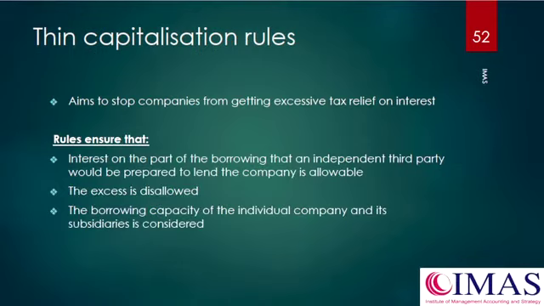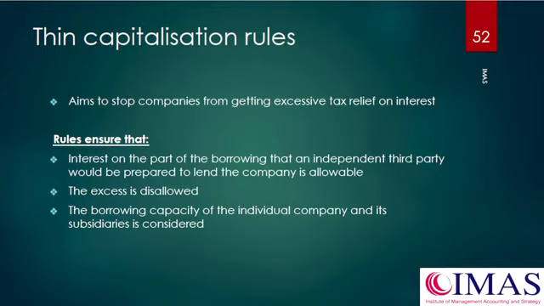Moving forward, we're now looking at slide number 52, thin capitalization rules. The aim of thin capitalization rules is to ensure that companies do not get excessive tax reliefs. So it aims at stopping the companies from getting excessive tax relief on interest. If the parent invests in a subsidiary in the form of equity, the parent will receive dividends. Dividends are post-tax, so you won't have this issue. But if a parent company loans out money, so it gives finance in the form of debt, the subsidiary will need to pay interest and they get tax relief on the interest.